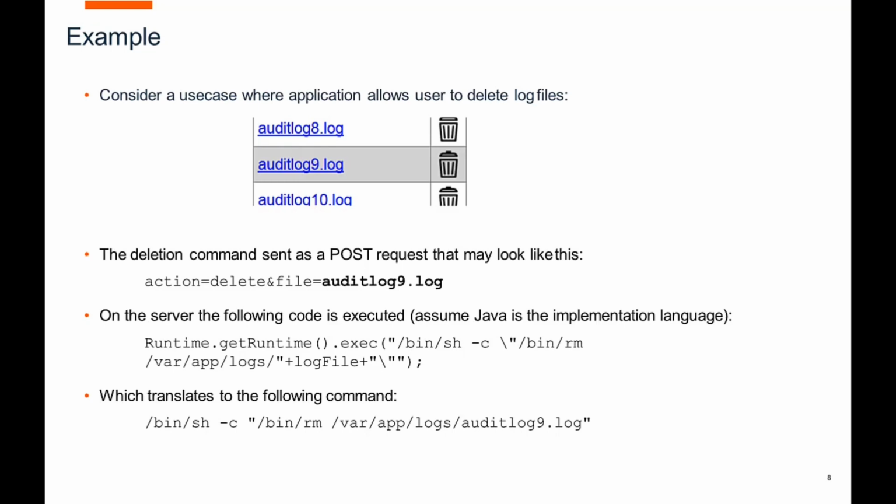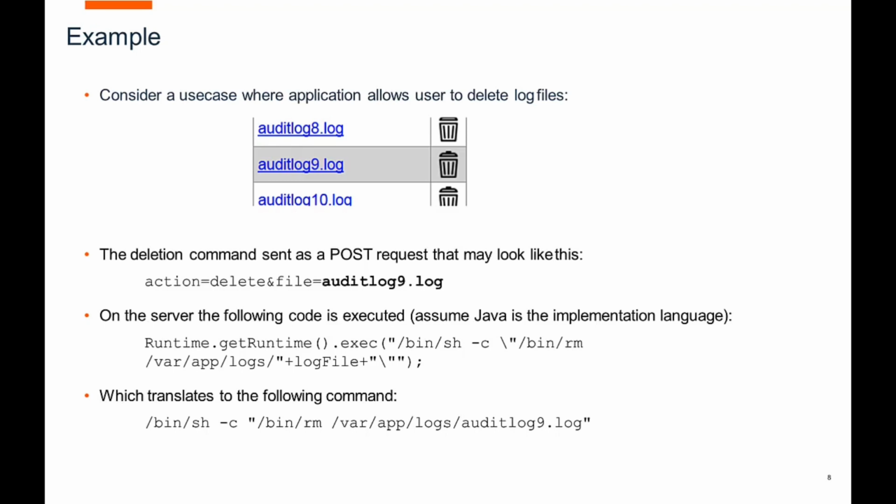And in this particular case, we send action, which is delete, and we send the file name. And assuming that Java is the implementation language, it's very likely what's happening on the back end is the exec function from the runtime class gets executed, and we send the file that was specified with the full path to a remove command to the shell interpreter.